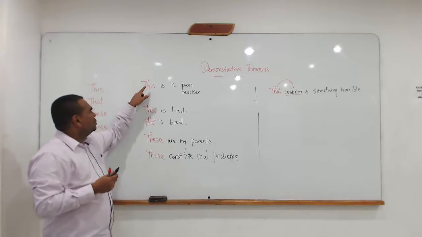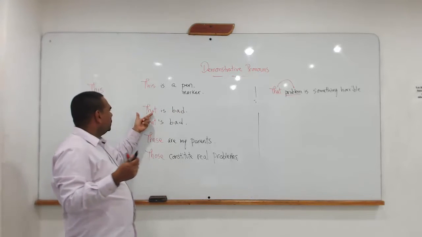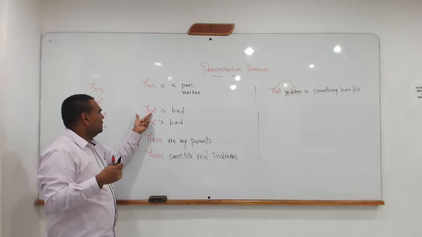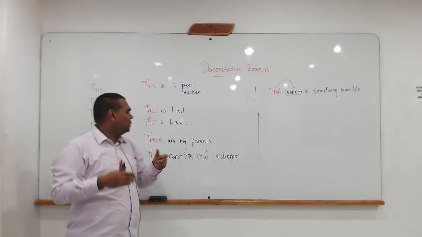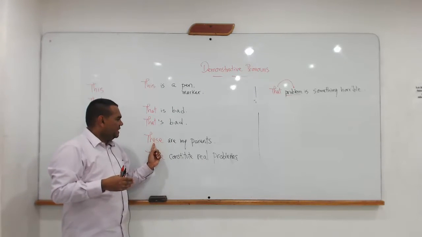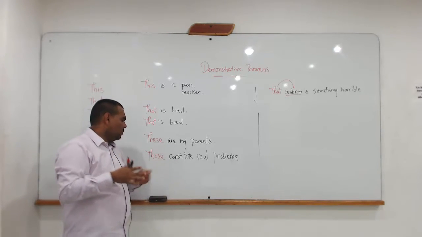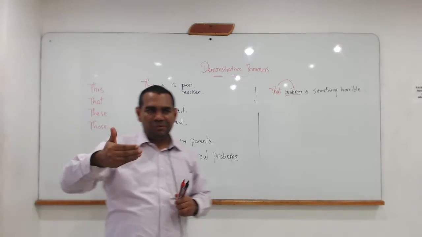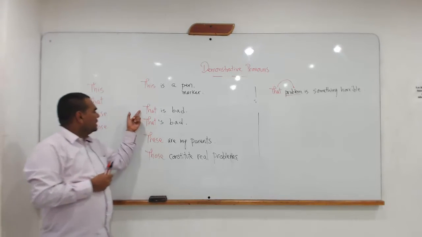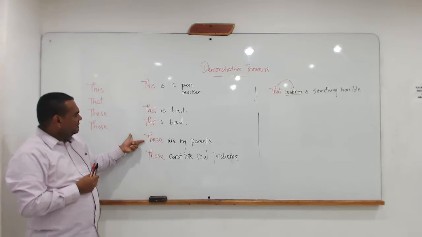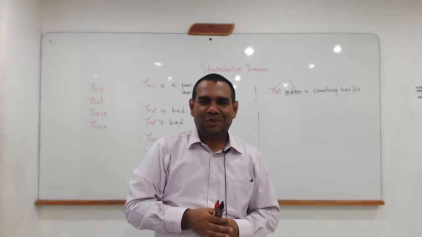This is a pen, this is a marker, these are my parents, and those constitute real problems. So one more time: this is a singular item, very near me, and that is something which is not near me, kind of far, but it's singular too. Now these, something really near, but plural this time, and those are things kind of far from me one more time, but in plural, right? This, that, these, and those are the demonstrative pronouns, okay? So thank you very much for your attention one more time.